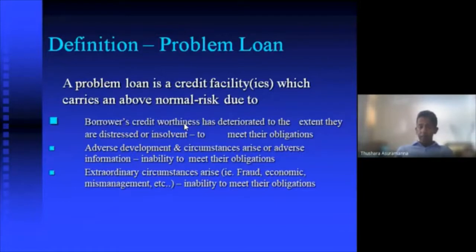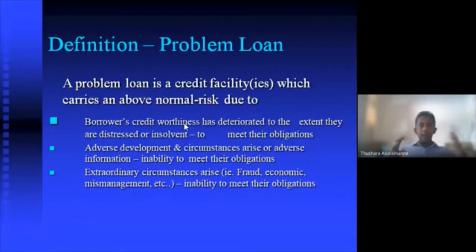How it happens is borrowers' creditworthiness has deteriorated to the extent they are distressed or insolvent to meet the obligation. Now, we have a creditworthiness assessed at the time of granting, and over a period of time, it can deteriorate. It can deteriorate to the extent commitments couldn't be paid. Adverse developments and circumstances arise, or adverse information, inability to meet their obligation.